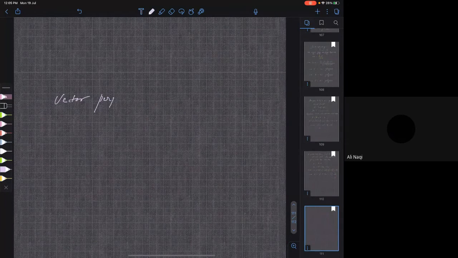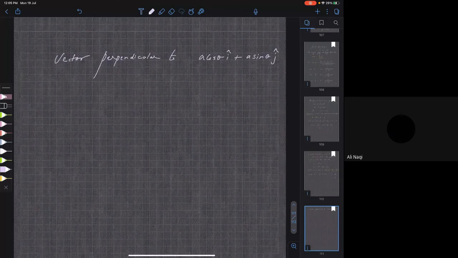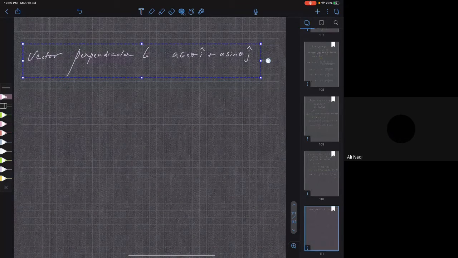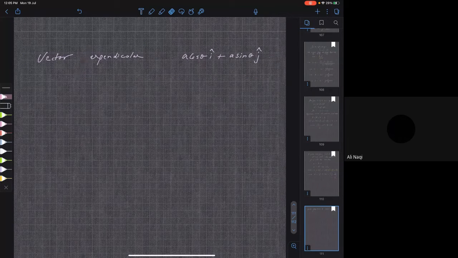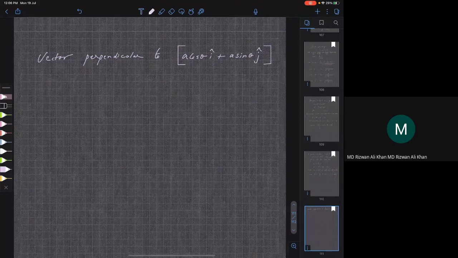Vector perpendicular to a cos theta i cap plus a sin theta j cap. How to find the vector perpendicular to this vector? Tell me. Now, can you see anything special about this vector? A cos theta i cap plus a sin theta j cap.